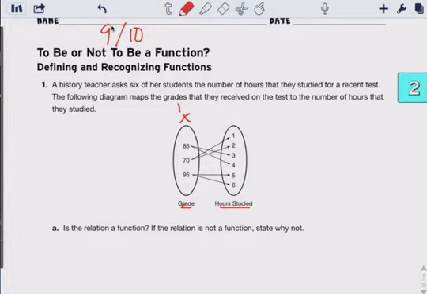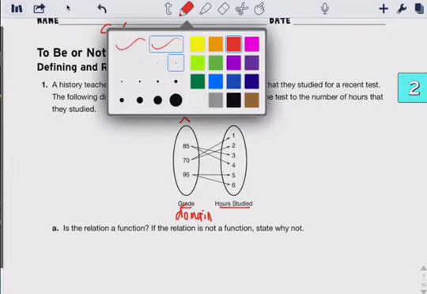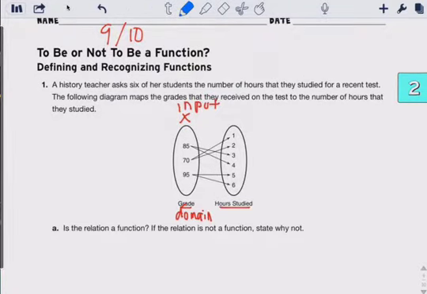Let me move this thing here. It's the input, also called the domain. Also the independent variable. This is called mapping, okay? When you have two circles like this, it is a mapping. Anyways, is this a relation or function? Let's figure it out. If the relation is not a function, state why.